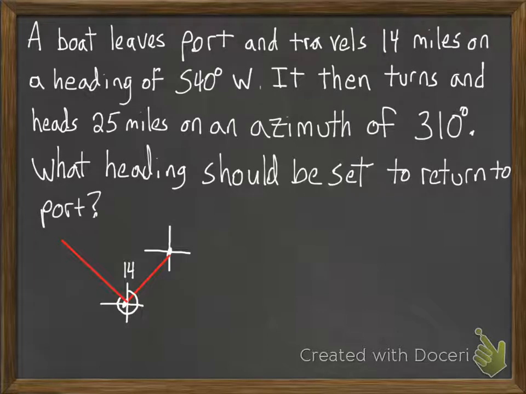And then draw in my second line. Here it should be 25, so I'm making it a little bit longer than the 14. And then just a little bit of relabeling here, 14 and 25. Now the way I've drawn this picture, it looks like I'm north of the original port. Whether or not I actually am north of the original port is something that we'll find out as we work out the problem.